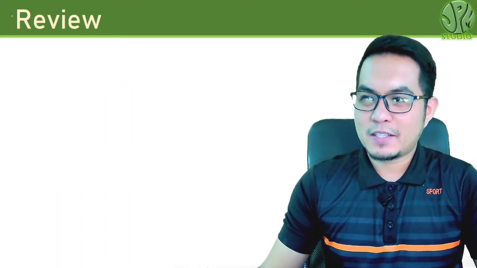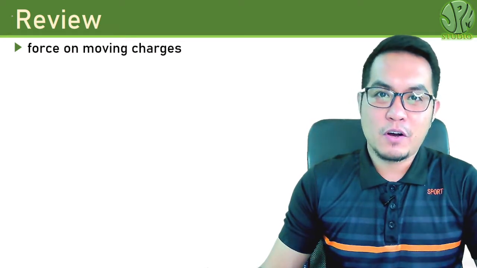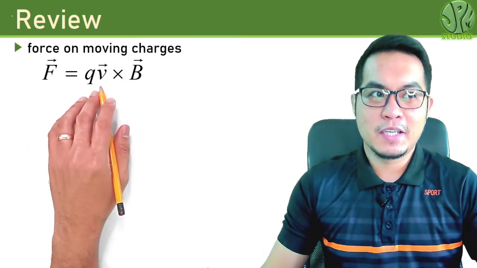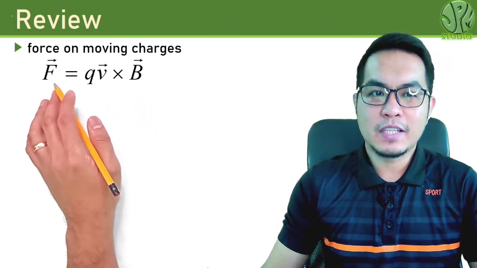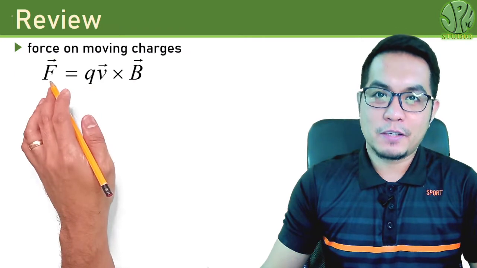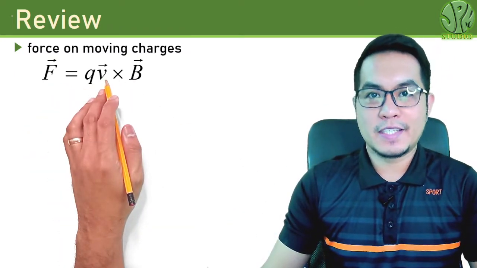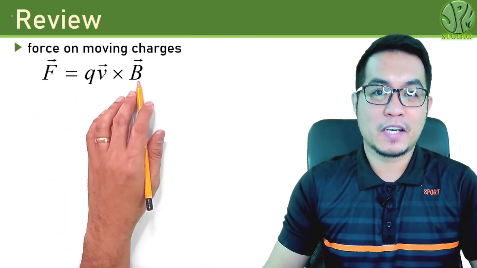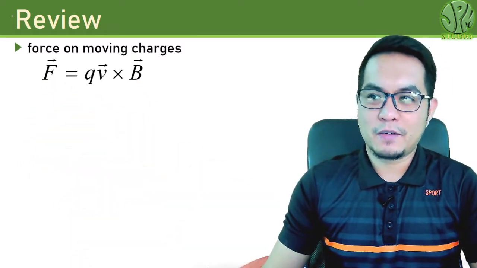So we have discussed the force on moving charges. When a moving charge with velocity v is exposed to a uniform magnetic field B, then the external magnetic field will exert a force on that moving charge. If the velocity is zero, if the charge is not moving, then there's no magnetic force. If the velocity is parallel to the external magnetic field vector, then there will also be zero magnetic force.